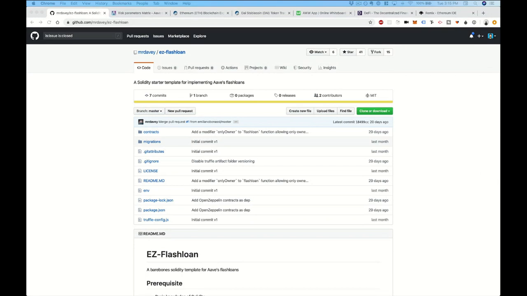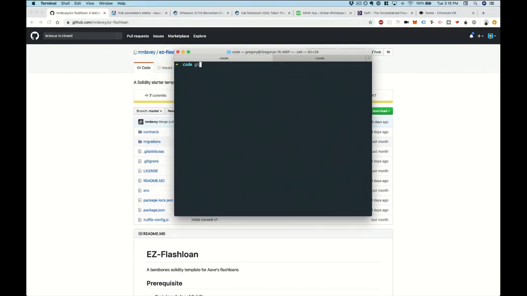Basically, we're going to take this project, go to your terminal and clone it with git. So I'll say git clone, and then paste in the URL. I'm going to rename this to Mr. Davey Easy Flash Loan, just to give the project a new name. I've already got it, but if you don't have it, you will clone it into that directory.